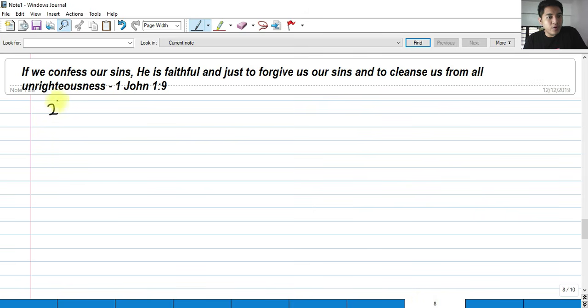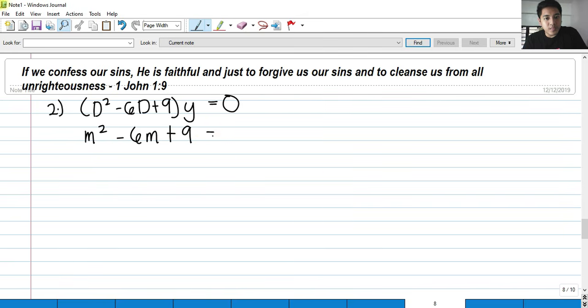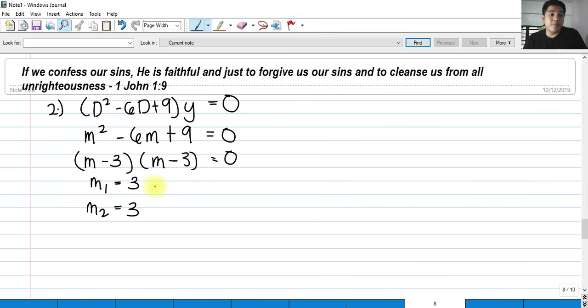For our second example, we need to solve d squared minus 6d plus 9. Okay, this is a differential operator. So first, what are we going to do? Write this into our auxiliary equation. So we have m squared minus 6m plus 9 equals 0. So this is a pretty easy one, okay? Because if we factor this, we have m minus 3, m minus 3 equals 0. So as you can see, m sub 1 is 3 and m sub 2 is 3. So this has repeated roots.